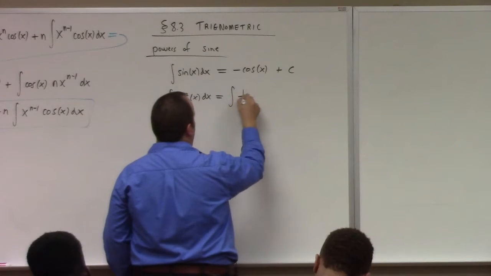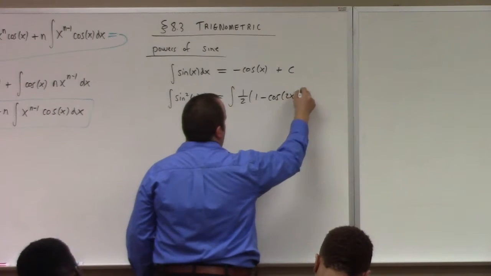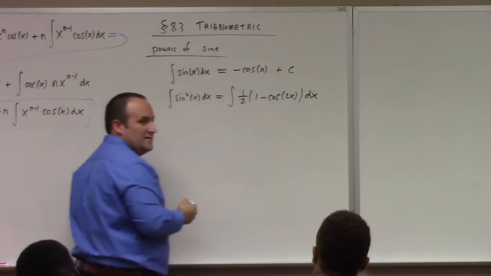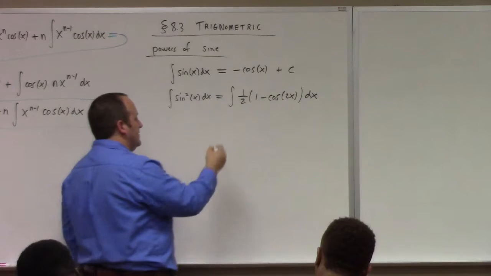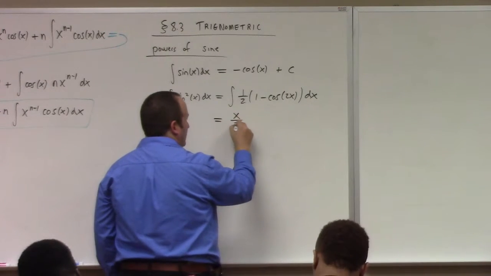You do this half angle thing, right? 1/2, 1 minus the cosine of 2x. It's a little bit annoying, but you remember this identity. I mean, if you don't remember this identity, you're up a creek, but oh well.